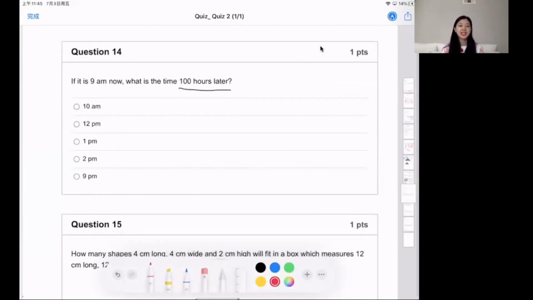Question 14. If it is 9 a.m. now, what is the time 100 hours later? So let's think. If it's 9 a.m. now, after 24 hours, it's 9 a.m. again, right? So let's first figure out how many 24 hours are in 100 hours, okay?